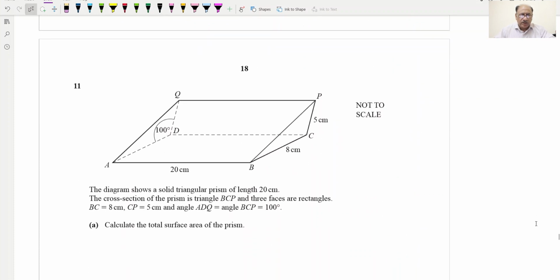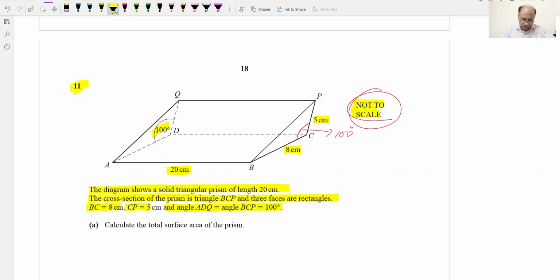Now question number 11 is a three-dimensional drawing which we have to understand. This is a conceptual question. They have provided the detail that this is not to scale, and the diagram shows a solid triangular prism of length 20 centimeters. The cross section of the prism is triangle BCP and three faces are rectangles, and two sides are triangles. BC is equal to 8, CP is equal to 5, and the angle is 100 degrees. So these two angles, this one and this one, are 100, and this angle is also 100 degrees.